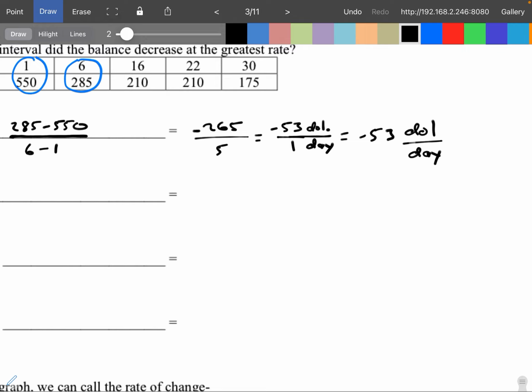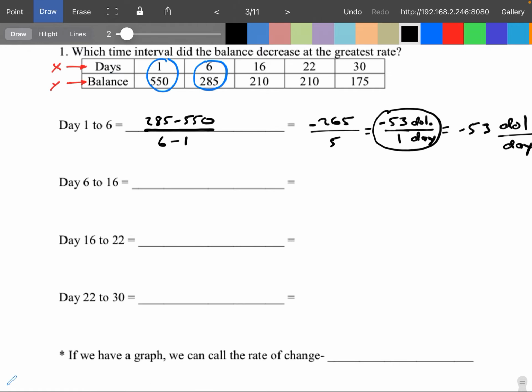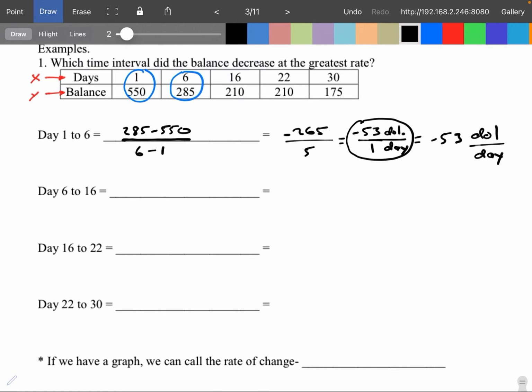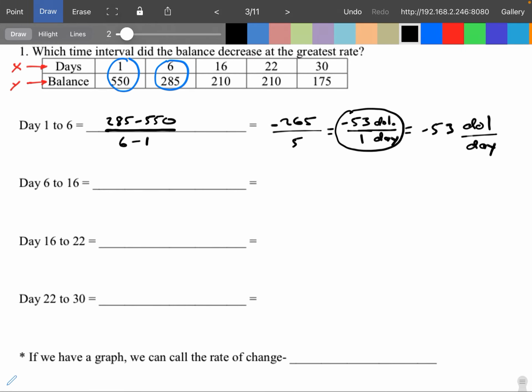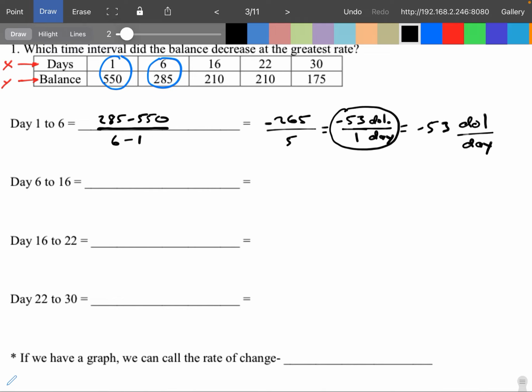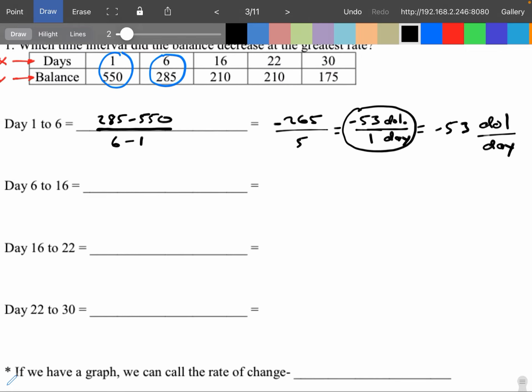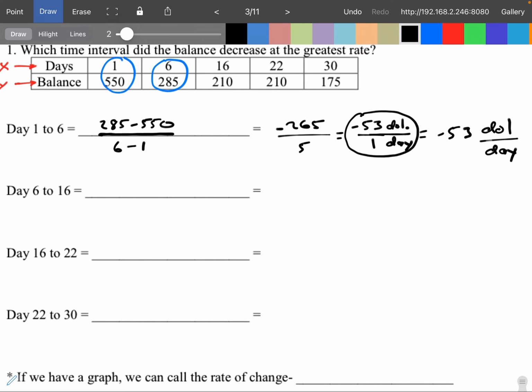Does that kind of make sense? So it's going down $53 for each day. And then you don't have to write it like that. Usually, I mean, you can also write it like here. Let me write it right here. You can also write it as just negative 53 dollars per day. So you can also write it like that. Let me circle this one. All right, let's do the other ones.